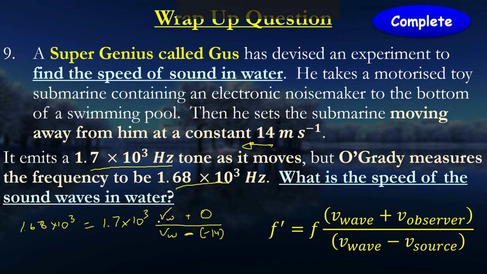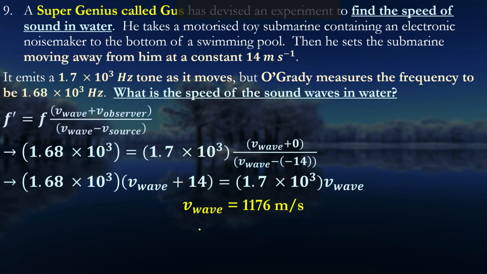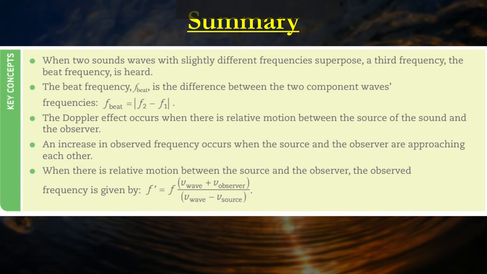If we rearrange the equation, we'll find that it's rearranged like so: velocity of the water plus 14, 1.7 times 10 to the power 3, v water. Then you rearrange the equation from there. What you should find at the end is that the velocity you're searching for is 1176 meters per second. So that's what we have. And that basically summarizes everything we've been talking about with the Doppler effect and the beat frequency.